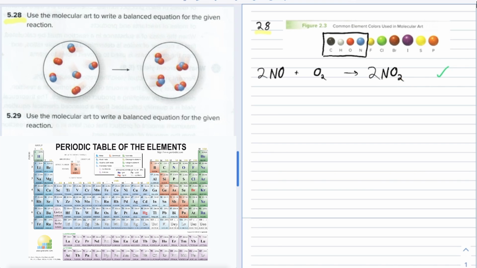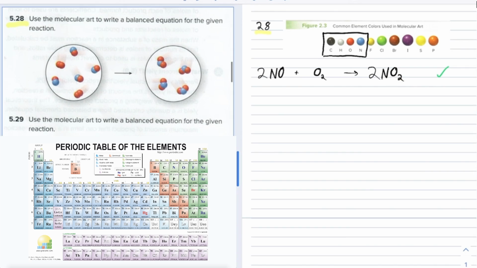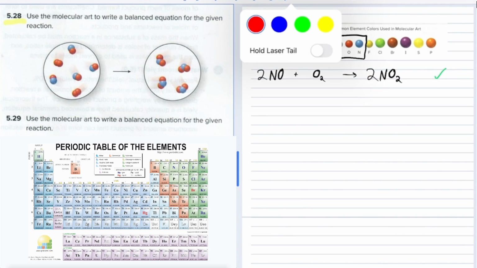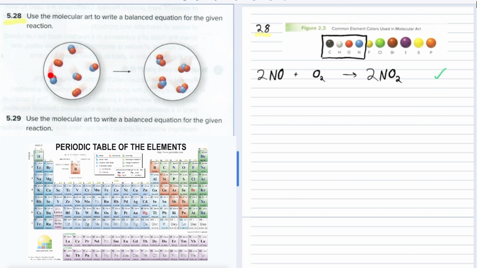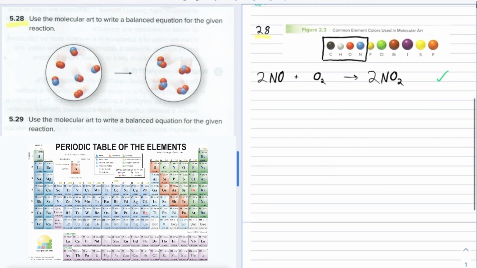Okay, now you got 2 nitrogens, 2 nitrogens, 2 plus 2 is 4 oxygens, and 4 oxygens. Okay, and that's better. And I also might notice that the particles are all far apart. I'd probably say that this is happening in the gas phase. Okay, so that's a lot more detail.